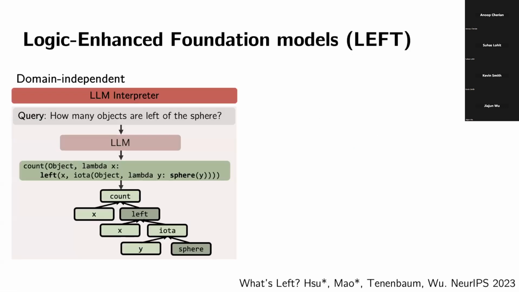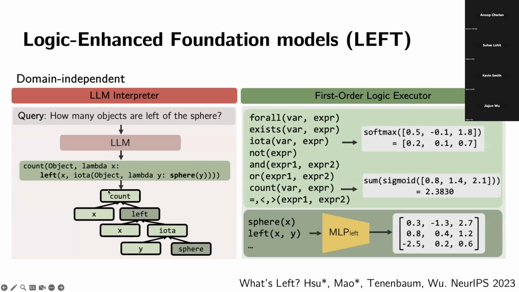The model itself has this domain independent LLM-based interpreter, which outputs this first order logic form for the questions. And then you have all these things on the top right, which are first order logic executors that are implemented differentiably, but there are no learnable parameters. So you don't really have to worry about how to learn these things, but they're differentiable, which allows you to learn the domain dependent part, which is the bottom right.